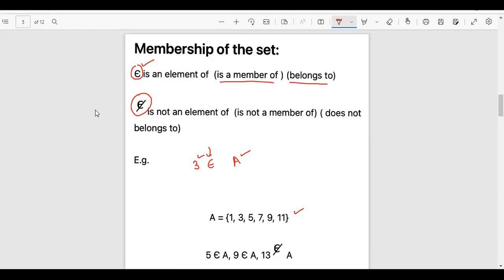And this is not an element. For example, I can clearly see I have 1, 3, 5, 7, 9, 11. If I talk about 13, I can write it as 13 does not belong to A. So this symbol is does not belong to. This is how we define belongs to and does not belong to.